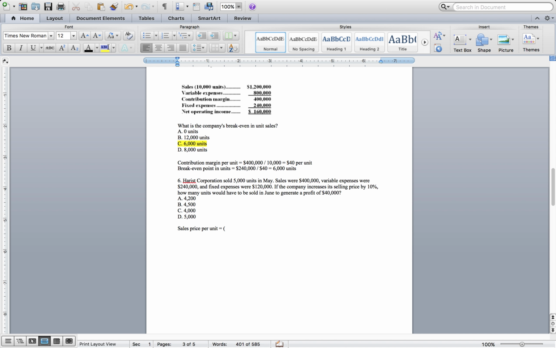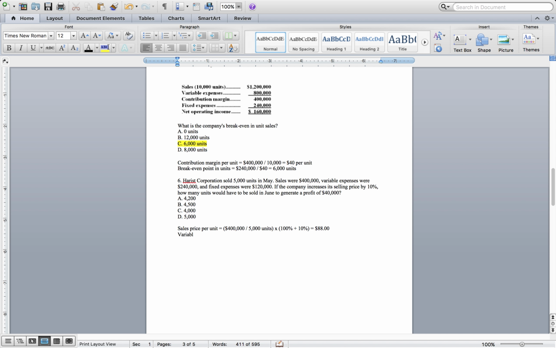To get your sales price per unit, take the $400,000, which is your sales, and divide that by the 5,000 units. The next part is you want to multiply by the increase. It's saying increase the sales price by 10%, so it'll be 1 plus the 10%, obviously the 100%, which represents the total, plus the 10% extra. When we do that, altogether our sales price will be $88 per unit.